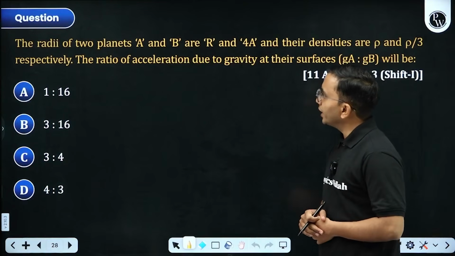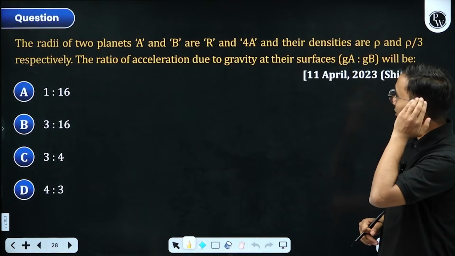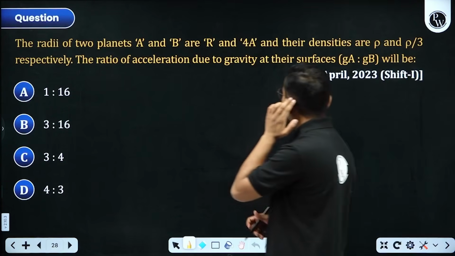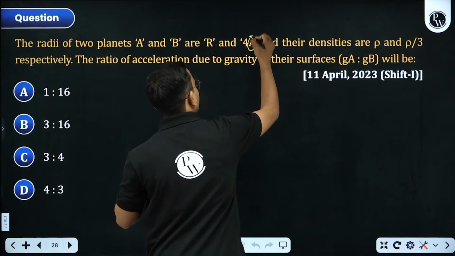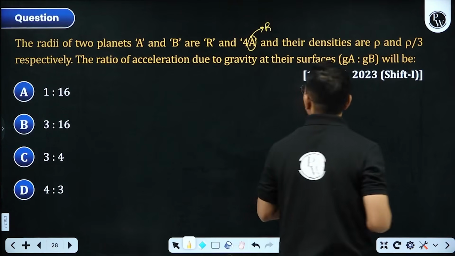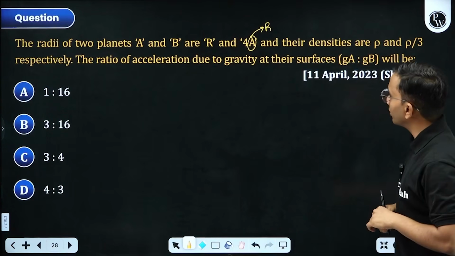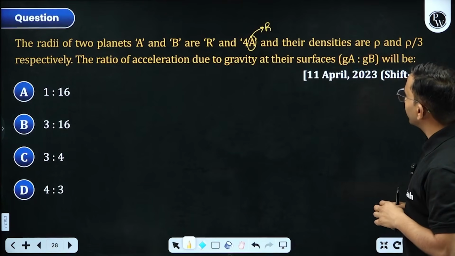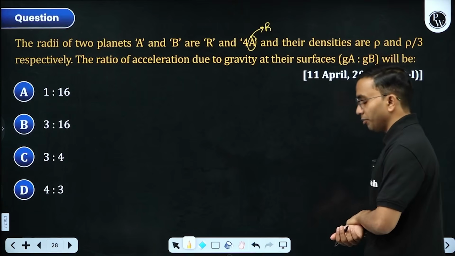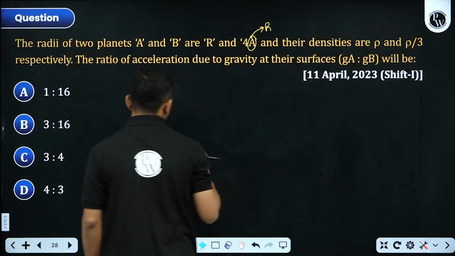Another question, the radii of two planets A and B are R and 4R, it should be R. Okay, and their densities are rho and rho by 3. The ratio of acceleration due to gravity at their surfaces, that is GA by GB, will be. So let us write g in terms of density.